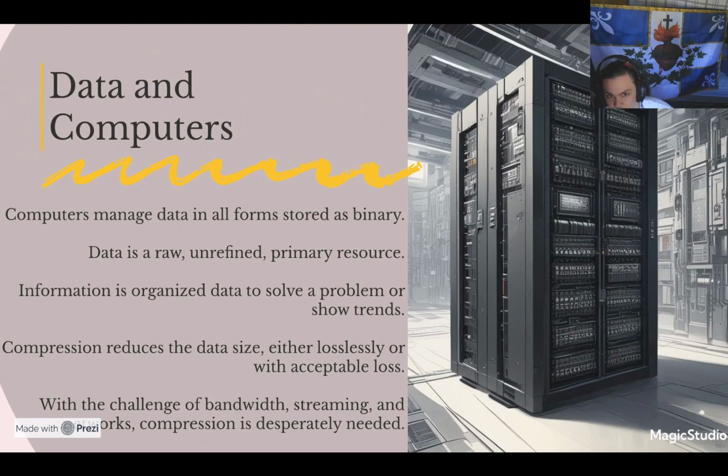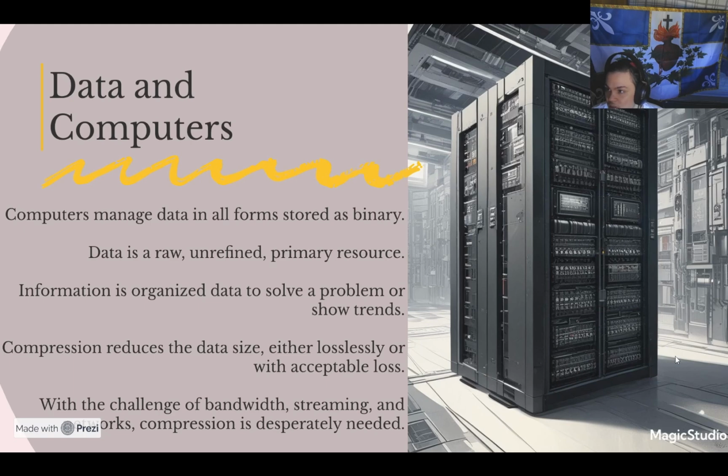Computers manage data in all forms, stored as binary. Data is a raw, unrefined primary resource, and information is data that is organized to solve a problem or show trends. Something called data compression reduces the data's size. It is either lossless data compression or lossy, with an acceptable amount of loss. With the challenge of bandwidth, streaming, and networks, compression is desperately needed.